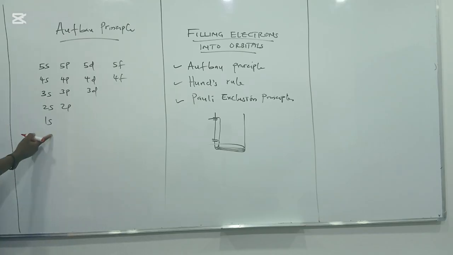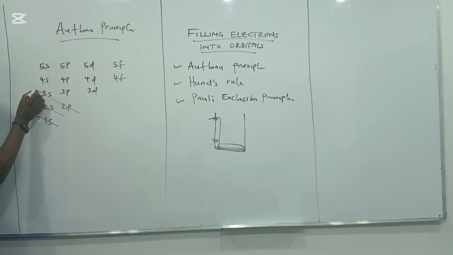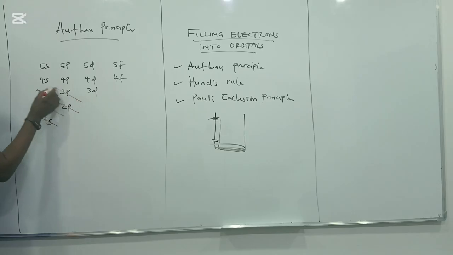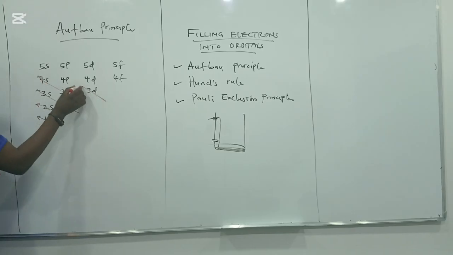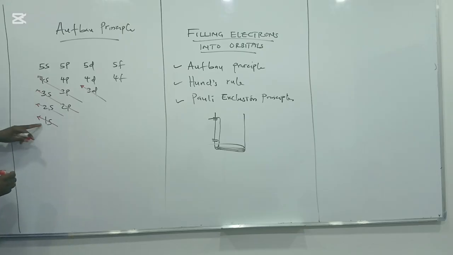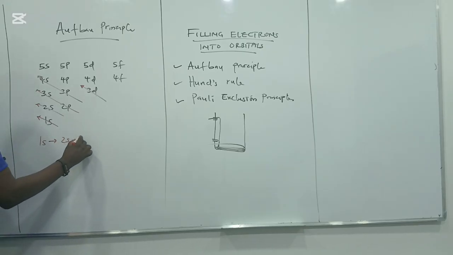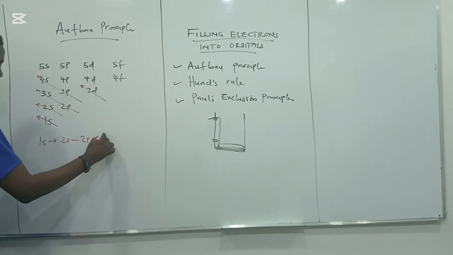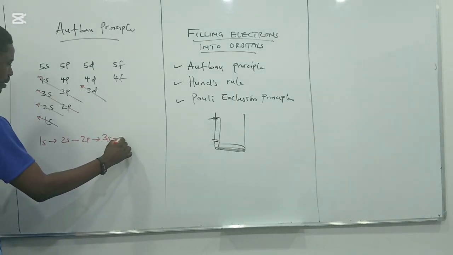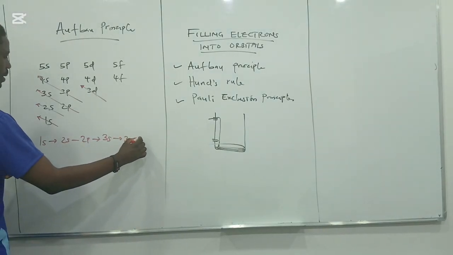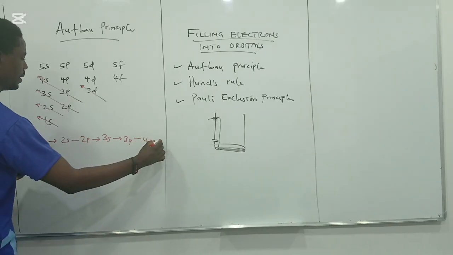So if you want to fill electrons into this, we fill this 1s first. Then after that, we fill 2s. Can you see that? We fill 2p and 3s. Then 3p, then 4s, then 3d. I won't continue from there. Let me write what I've just done. We fill 1s first, then 2s, then 2p, then 3s, 3p, and then 4s, then 3d.